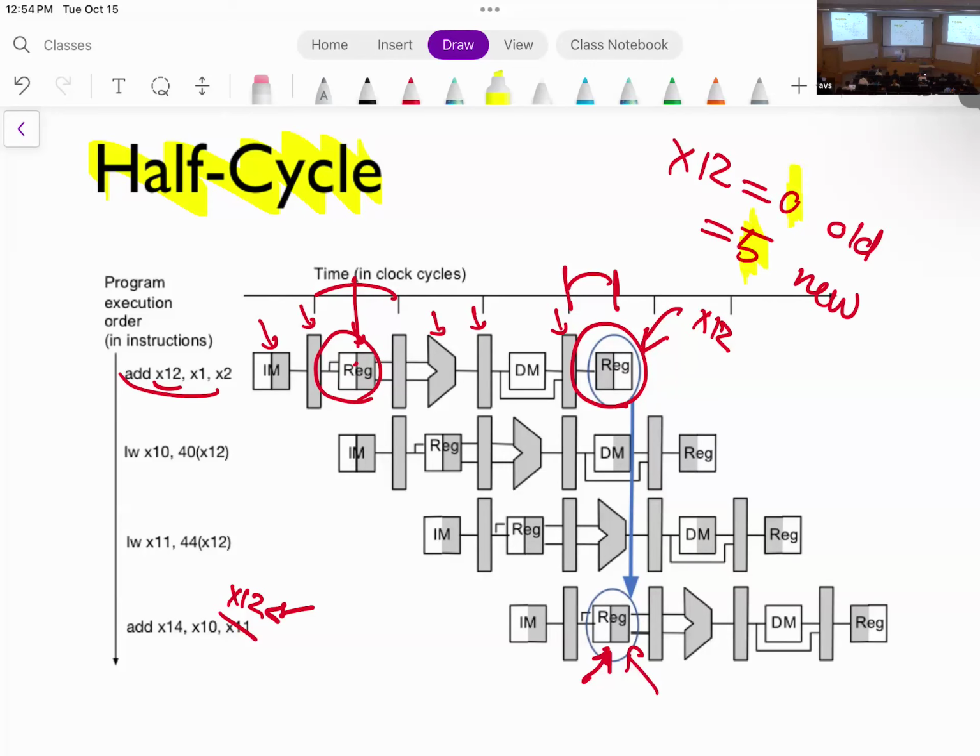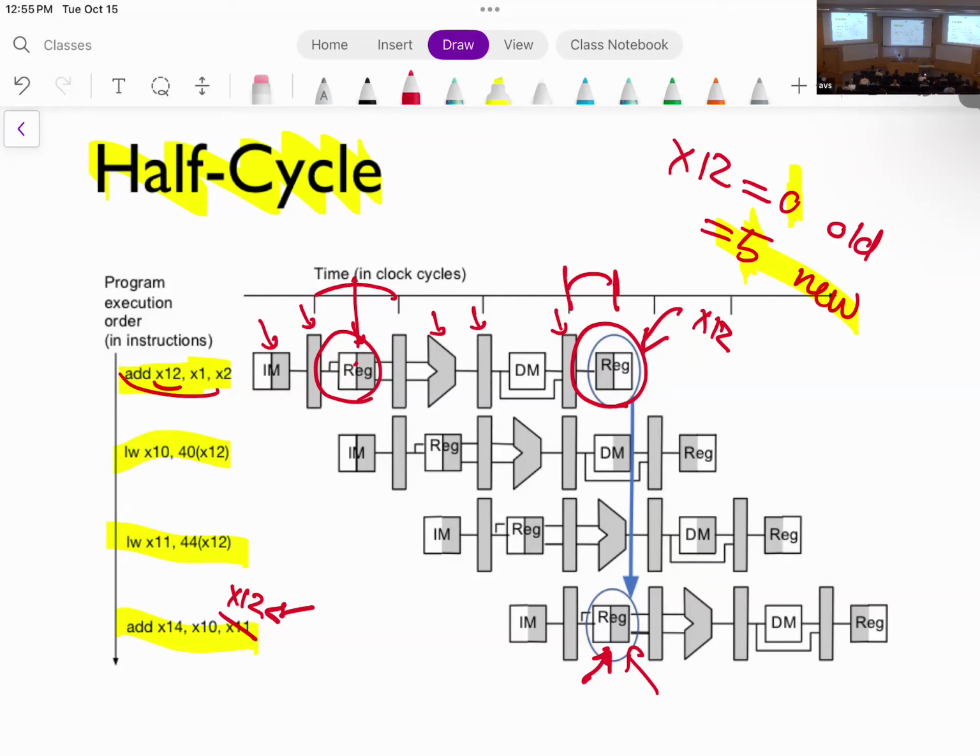The answer should be 5, right? Because we are assuming that things happen sequentially. The programmer always assumes that older instructions finish first, right? So if I'm running these instructions from the programmer's point of view, we are expecting to read 5, okay? So my hardware design should be such that it always guarantees that we read 5. How do we do that? We use this half cycle idea.